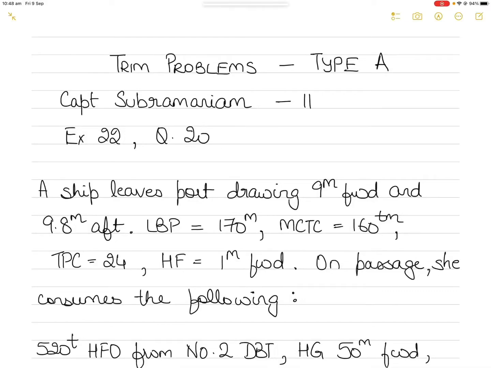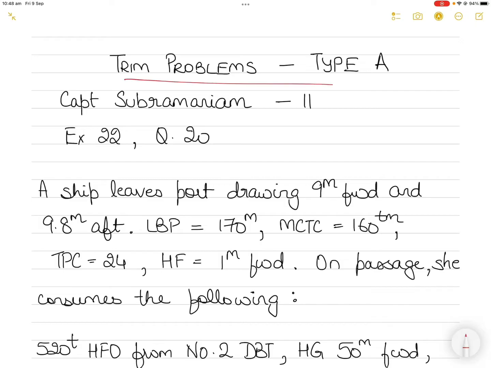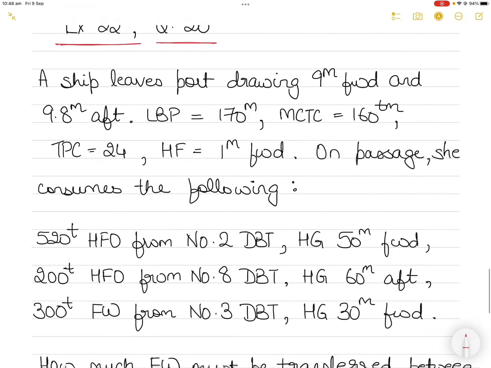Hi everyone. In today's video, I will take up a new question in the topic of trim. This is type A from Captain Subramaniam's Ship Stability Series Part 2. And this question is from exercise 22, question number 20. So without much ado, let's get started.